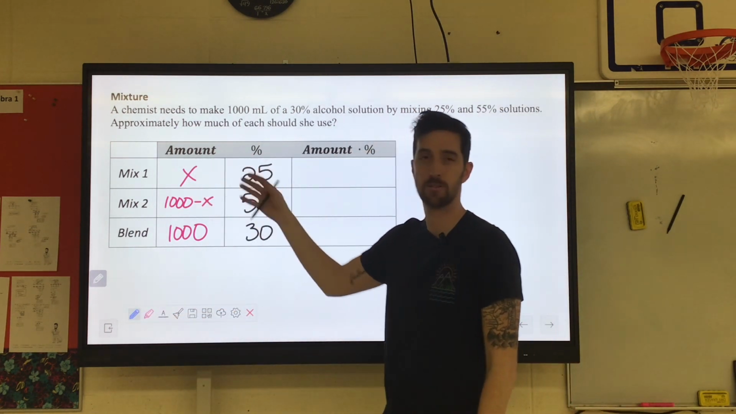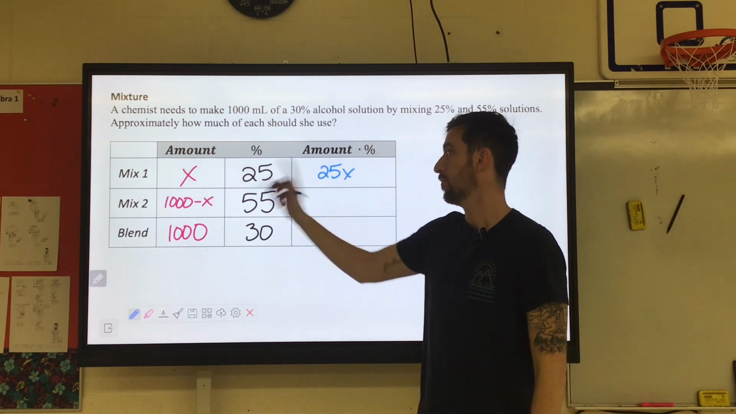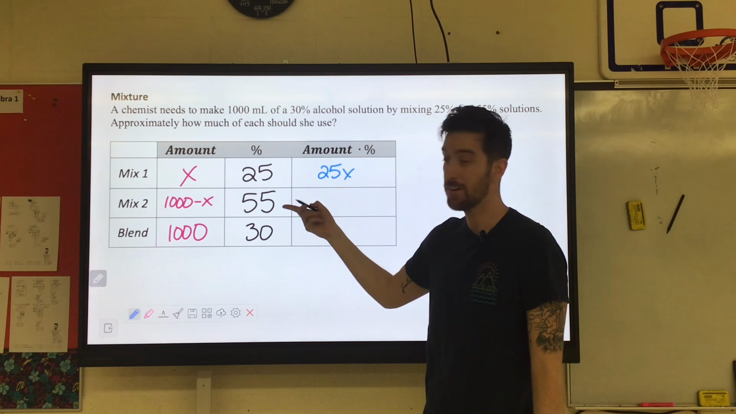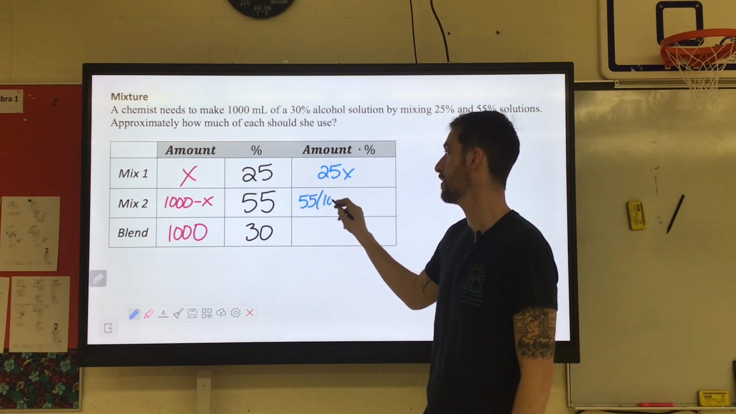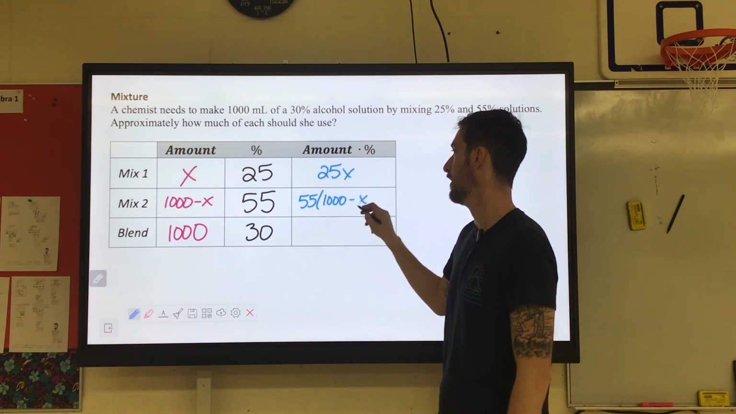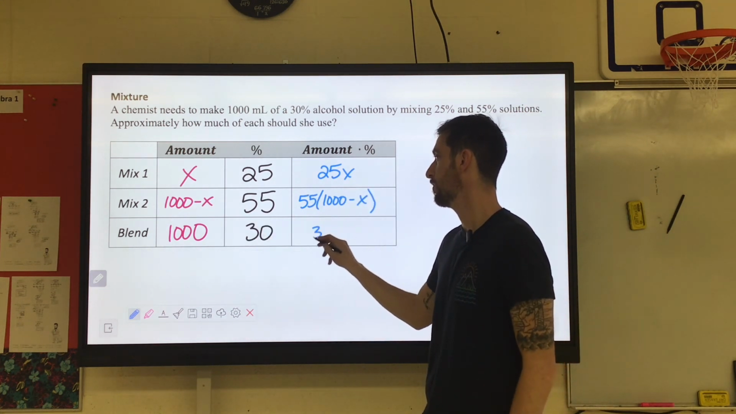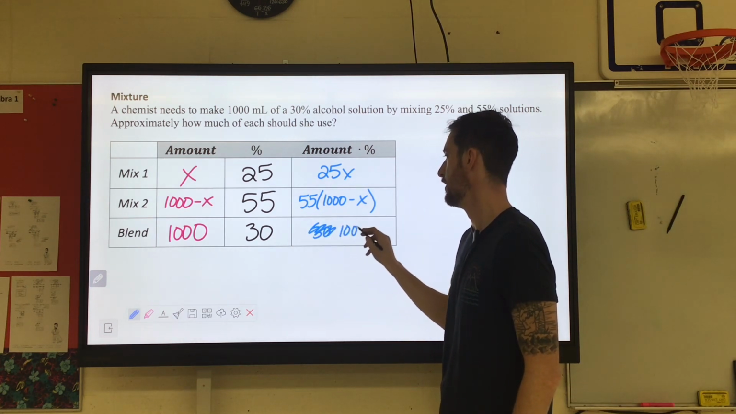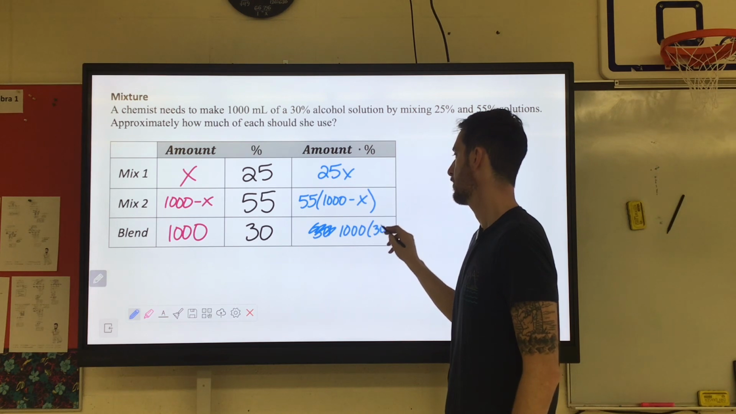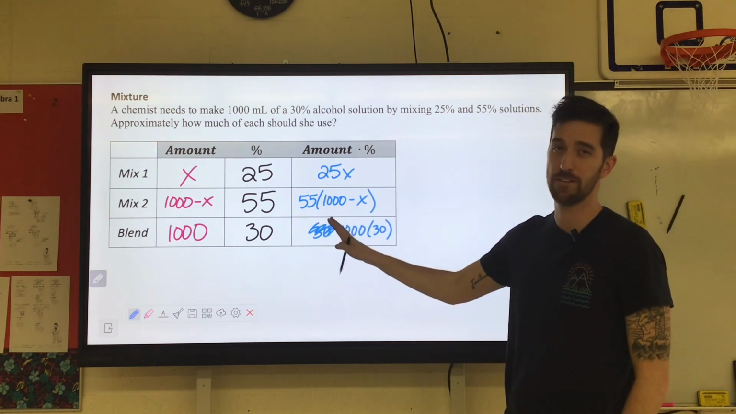So X times 25 is just 25X. 1,000 minus X times 55, we're just going to set it up like distribution. 55 times 1,000 minus X. And then 1,000 times 30 would be 30,000. Let's write it like 1,000 times 30 right here. Or 30 times 1,000. So great, that's the hard part, filling out the chart.